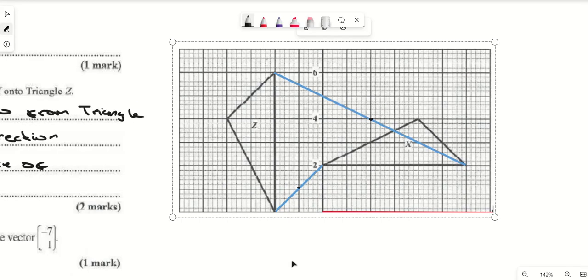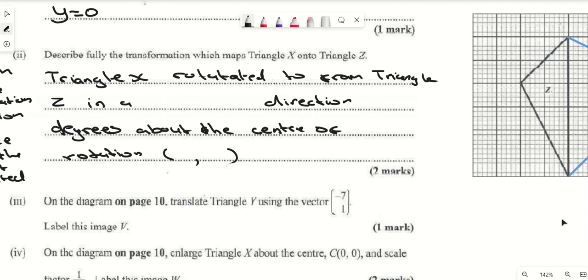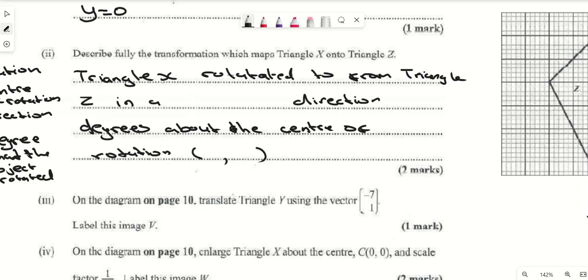So now we're going to fill out everything that we have here. We found out the center of rotation to be 0, 0. We found the triangle was rotated in an anti-clockwise direction, 90 degrees about the center of rotation 0, 0. And that is how you would describe the transformation rotation, right? Yeah, so that is how you would do part 2.